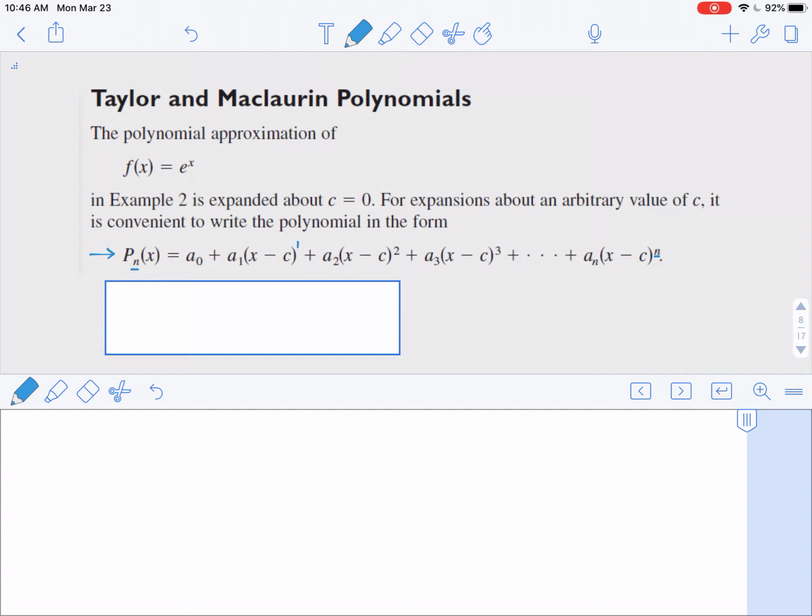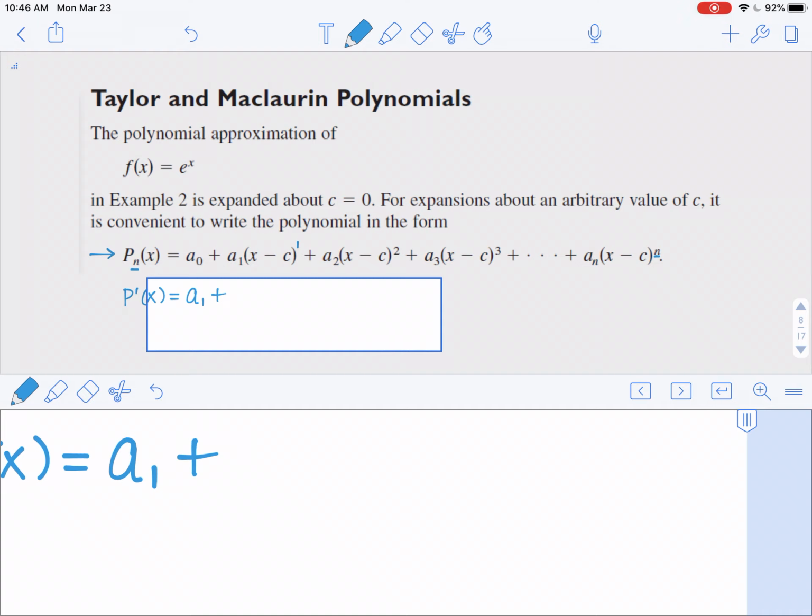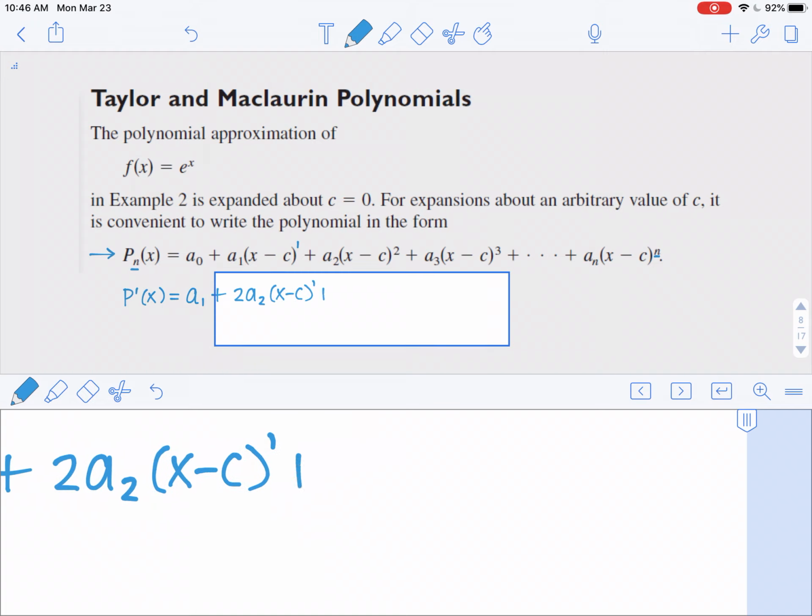Now I'm going to take a whole bunch of derivatives of this polynomial. If I take the derivative, a sub 0 is just some number, and so that part would disappear. When I take the derivative of a sub 1 times x minus c to the first, I would just get a sub 1 because the derivative of x minus c is just 1. When I take the derivative of a sub 2 times x minus c squared, the 2 is going to come down, so 2a sub 2 times x minus c to the first. The next one would be 3a sub 3 times x minus c squared.